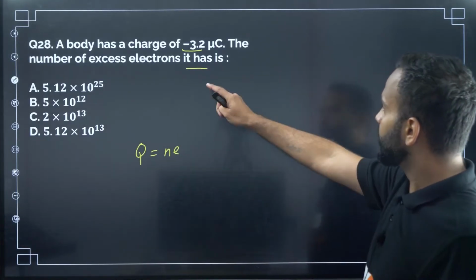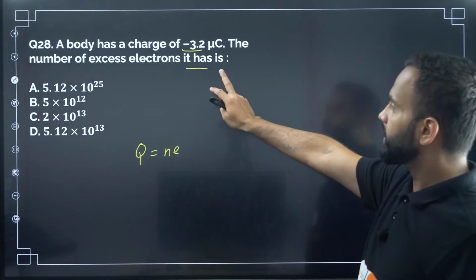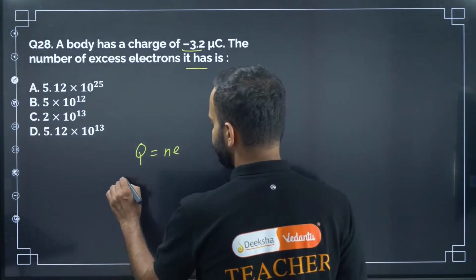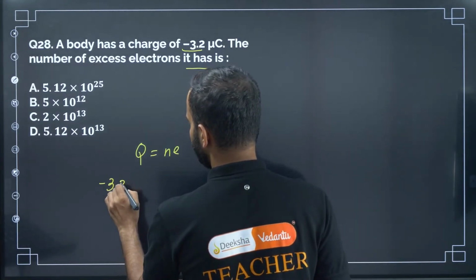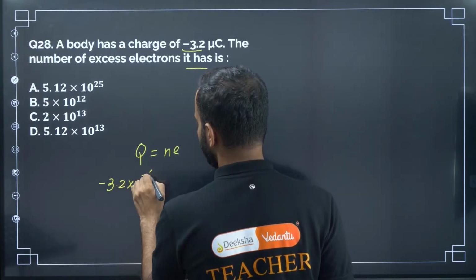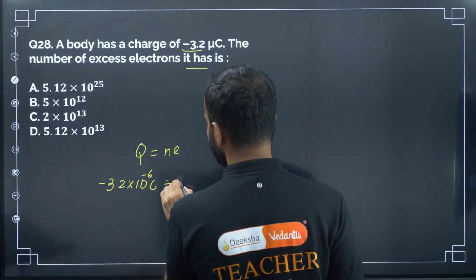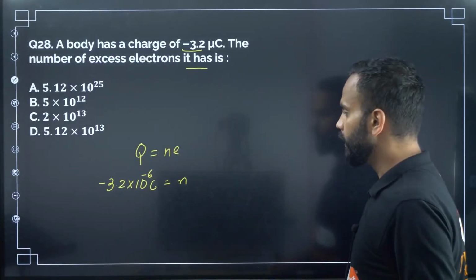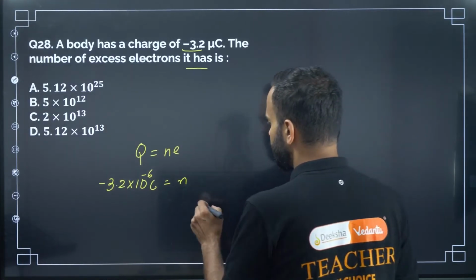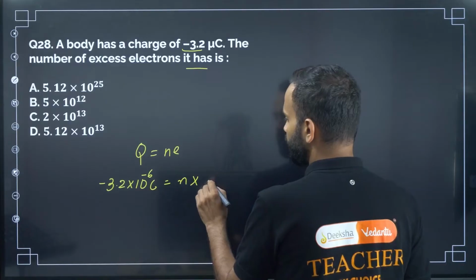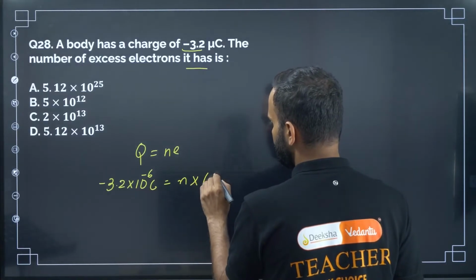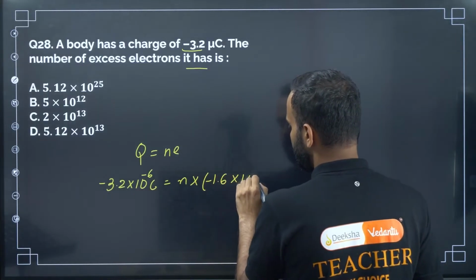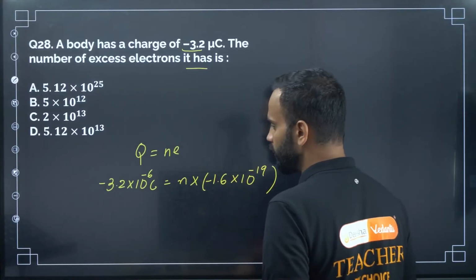Isn't it? So what is the value of Q? Q is the charge on the body, right? Minus 3.2 micro, that is 10 to the power minus 6 coulomb, which is equal to N. N is the number of excess electrons on the body, into E, which is the charge of the electron, that is minus 1.6 into 10 to the power minus 19 coulomb.